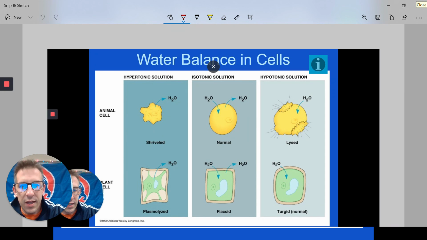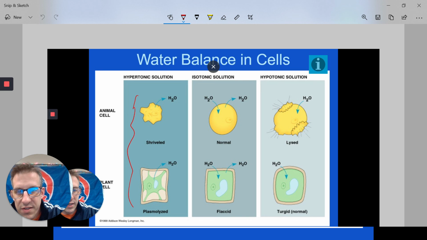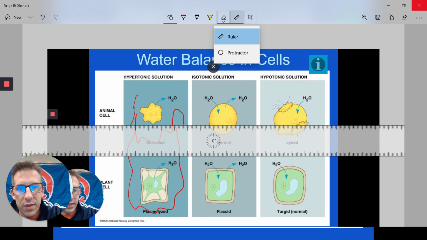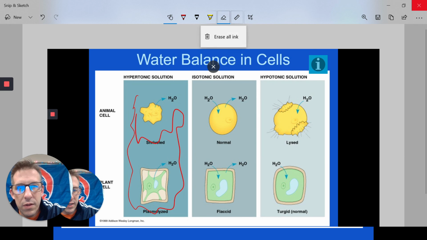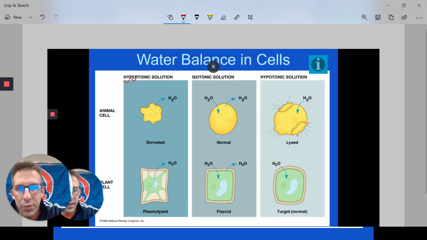We have taken a couple of examples here of cells and put them into certain solutions. So this surrounding liquid that you see in blue is described as a hypertonic solution. What that should tell you is that, just on a macro scale, this solution has more solute than this cell, which has less solute.